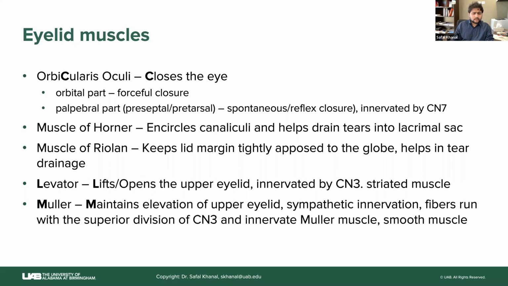The levator muscle helps to open the upper eyelid. It is a striated muscle innervated by the oculomotor nerve. And the Muller muscle helps support the function of the levator muscle by maintaining the elevation of the upper eyelid. It has sympathetic innervation. We'll go into that in the upcoming slides.